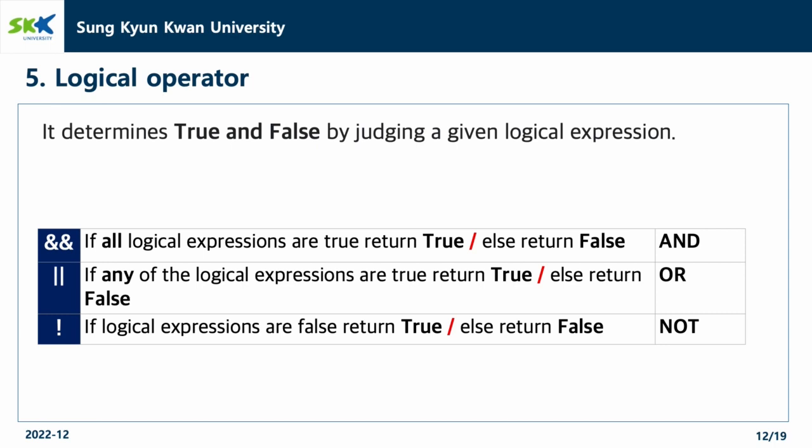Fifth is logical operators. They determine true and false by judging given logical expressions. The first operator means and, and it returns true if all logical expressions are true, otherwise it returns false. The second operator means or, and it returns true if any of the logical expressions are true, otherwise it returns false. The third operator means not, and it returns true if the logical expression is false, otherwise it returns false.